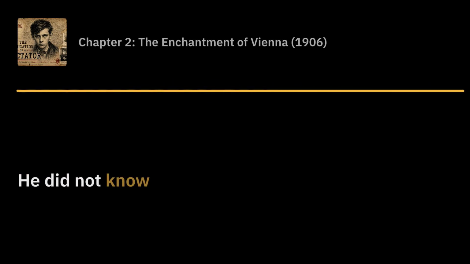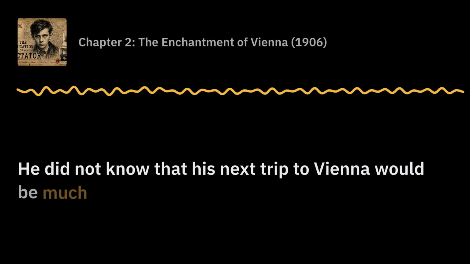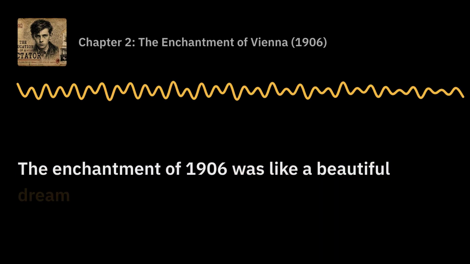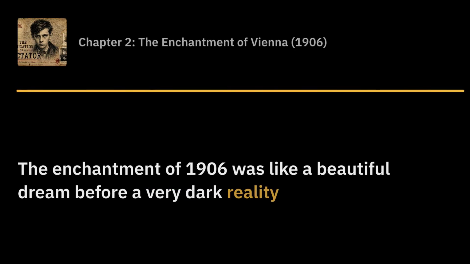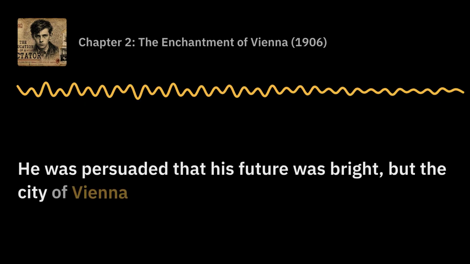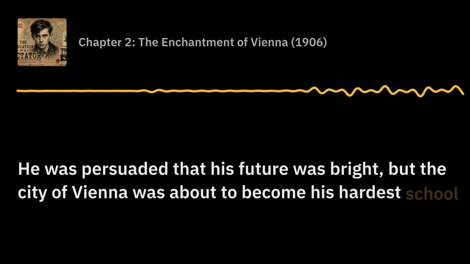He did not know that his next trip to Vienna would be much more difficult. The enchantment of 1906 was like a beautiful dream before a very dark reality. He was persuaded that his future was bright, but the city of Vienna was about to become his hardest school.